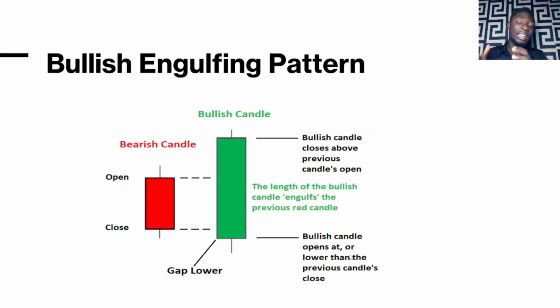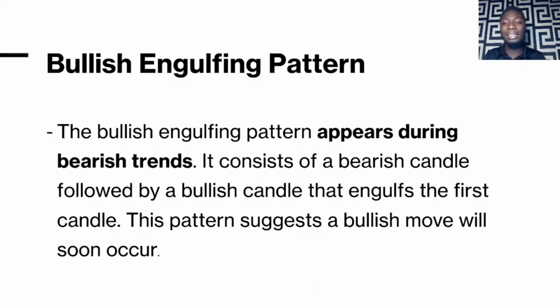What we want to see is that green candle covering the red candle, showing us that buyers are overpowering the sellers. So the bullish engulfing pattern appears during a bearish trend. It consists of a bearish candle followed by a bullish candle that engulfs the first candle. This pattern suggests a bullish move will soon occur. So it's just like that. The bullish engulfing is just trying to show you that we are buyers, we are coming here to take over.